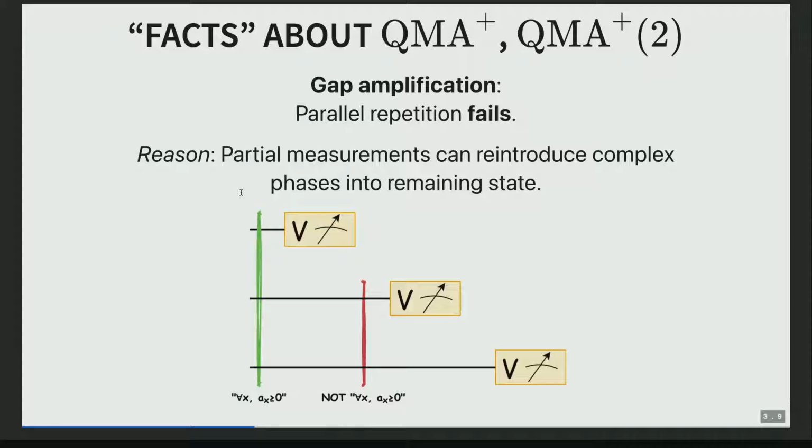Okay, so what this says is the technique for parallel repetition to get gap amplification just doesn't work. And this, by the way, also happens with QMA2. So it doesn't mean that there's no way to gap amplify, just that this naive technique won't work.